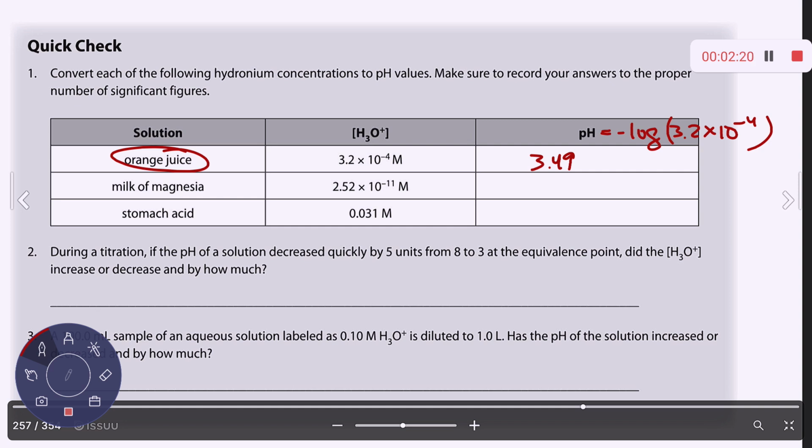For number 2, they say during a titration, the pH decreased quickly by 5 units from 8 to 3 at the equivalence point. Did the hydronium ion concentration increase or decrease, and by how much? Well, pH that's less than 7 is acidic. So that means the closer you're getting to 0, the more hydronium ions you have in the solution, right? So 8 to 3 means hydronium had to be increasing, okay?